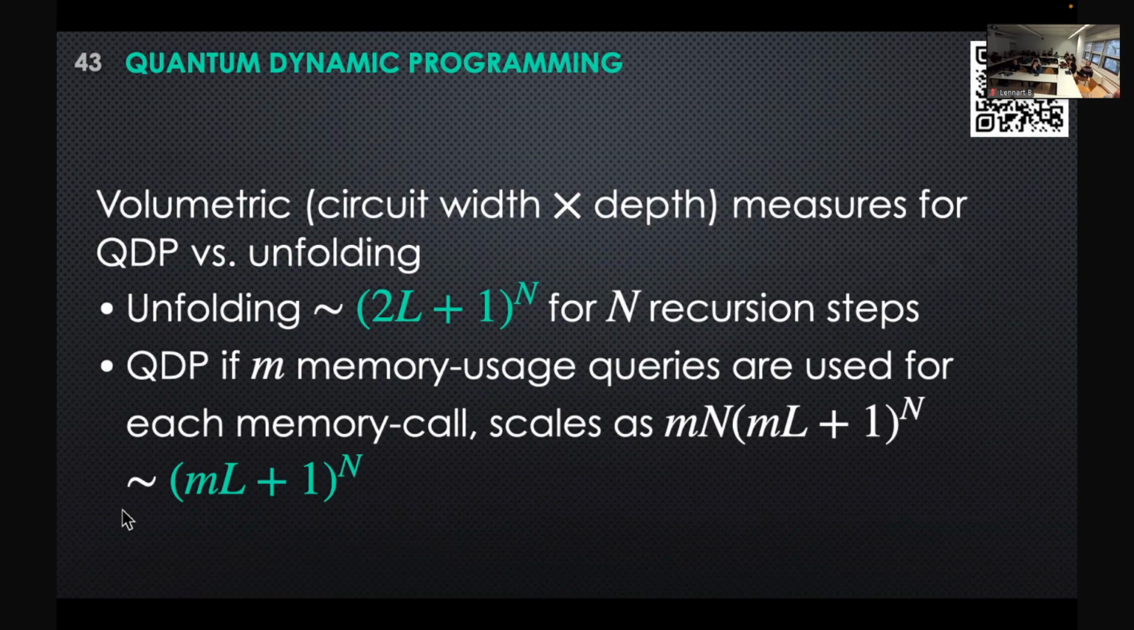So for the unfolding implementation of n-step recursions, we need volume (2L+1)^n because the width is constant and the depth is this thing. And for our dynamic programming approach, if we use small m memory cores for each memory core, we will use m times (L+1) copies of the memory state for each recursion. And that means our circuit volume will scale like this, (m(L+1))^n.